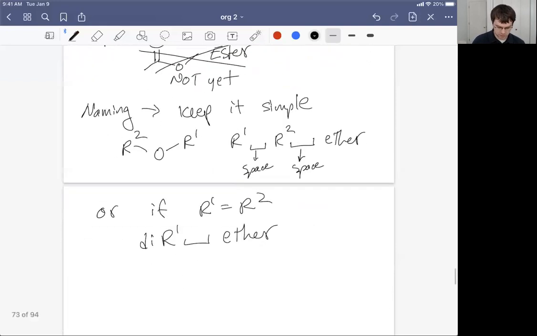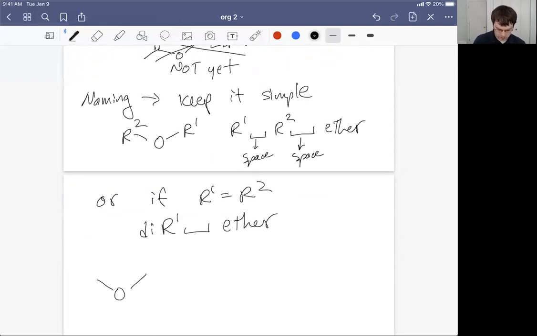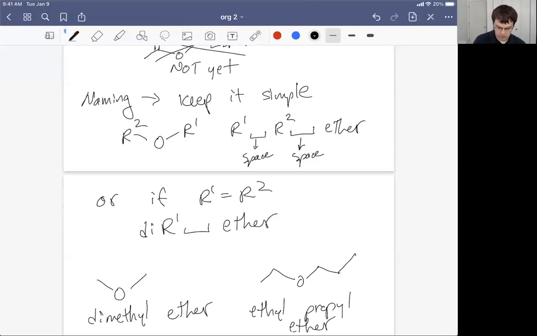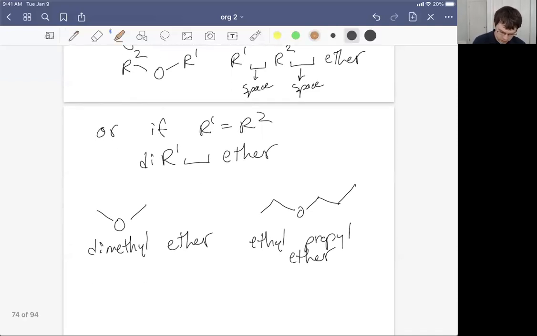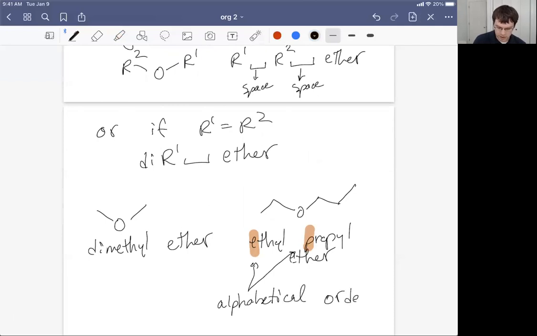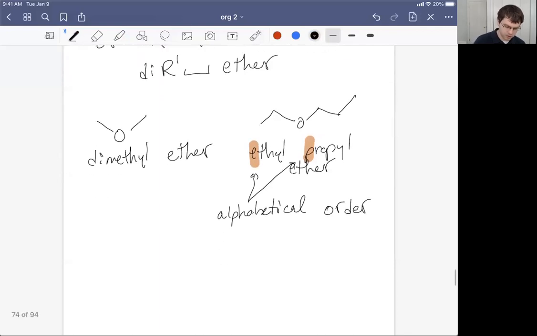Okay, so we looked at a few examples of that. We can do just a few more. So if we have something like this, it would be dimethyl space ether. If we have something like this, it would be ethyl propyl ether. And what I want to notice here is that for the ethyl and the propyl, you compare the first letter of each group, and we'll list these groups in alphabetical order. So ethyl starting with E comes before propyl, which starts with P.